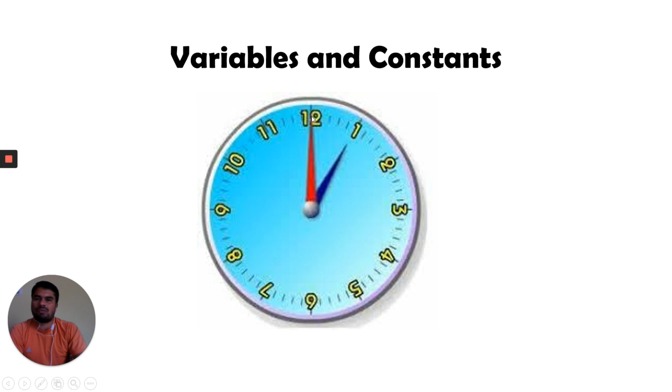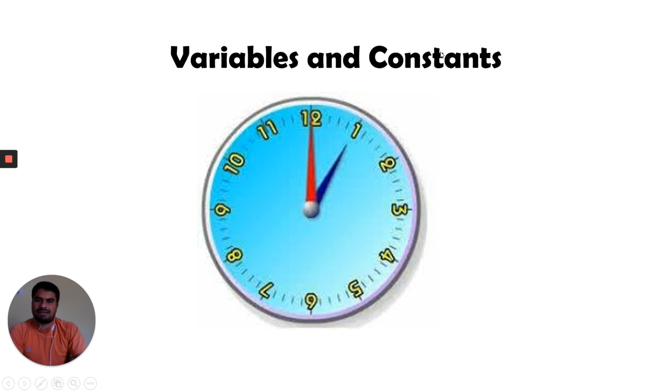So because of that, we can call these hands variables, and these numbers we can take as constants, because the hands will change over a period of time. So we can take them as variables, and the numbers will not change their value or position. So because of that, we can take them as constants.